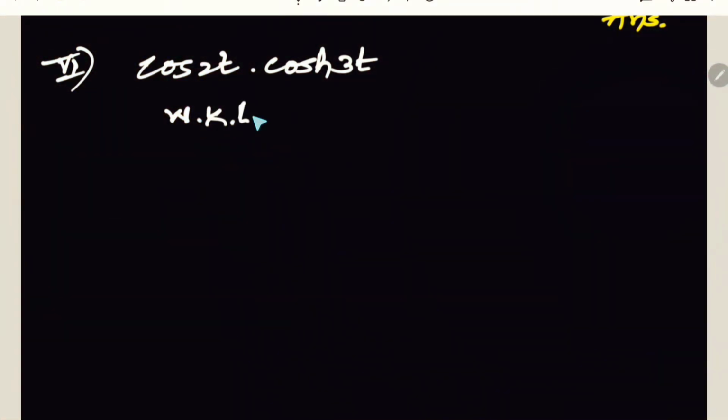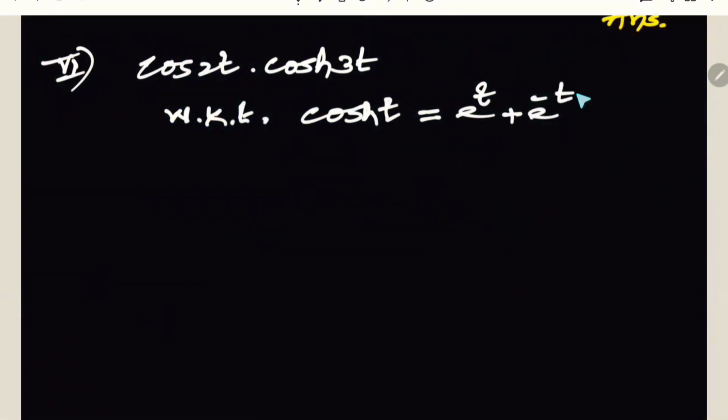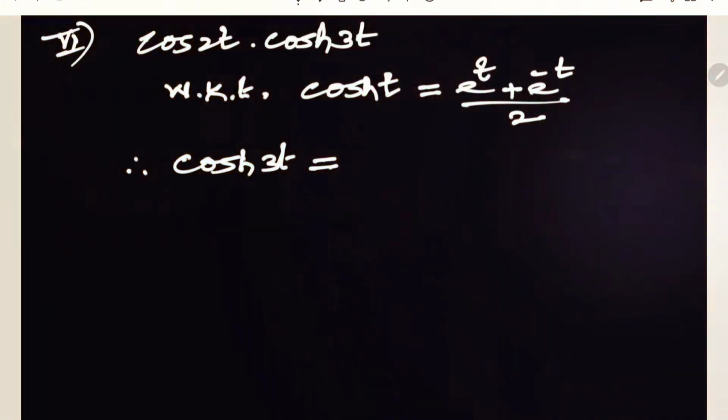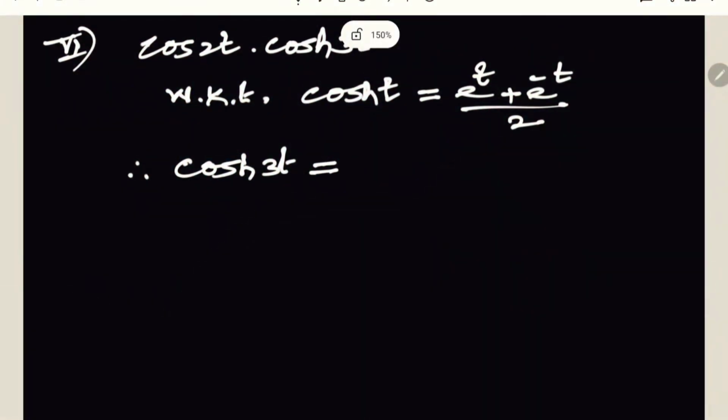Very simple problems. And the last one, cos 2t into cos h 3t. Here there is no term of e raised to plus at or minus at, but we know this standard trigonometric result for hyperbolic function. Cos ht we can rewrite as e raised to t plus e raised to minus t upon 2. Therefore, cos h 3t becomes e raised to 3t plus e raised to minus 3t divided by 2.